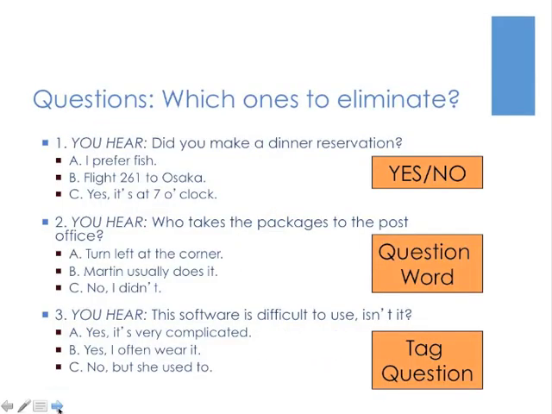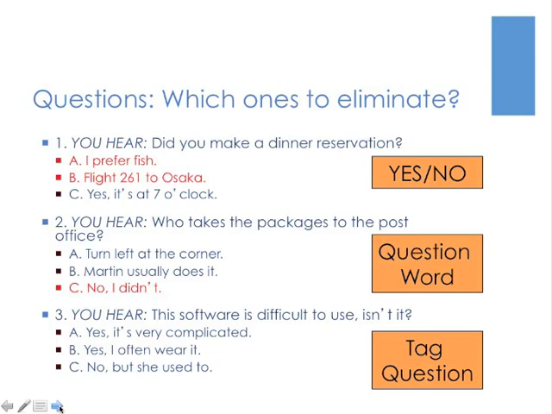So going back to those three answer choices, let's see first off, which ones will we eliminate right away? Well, for the yes or no question, we could easily eliminate any answer choices that don't involve the words yes or no. So in this case, we could easily eliminate A or B if we think about it from the perspective of the question. Now in number 2, same thing. Notice we're looking for a specific piece of information. So in this case, C would be the one that we would eliminate because we don't answer a who question with no.